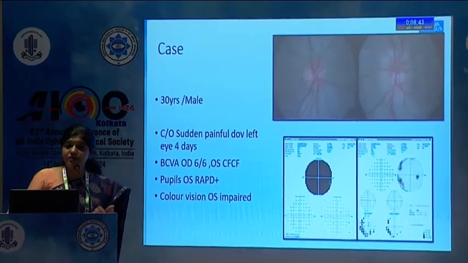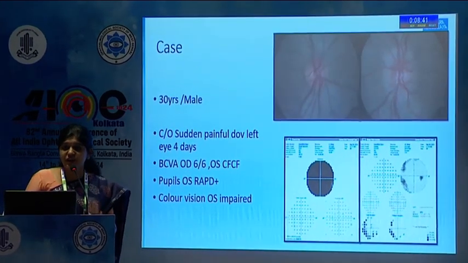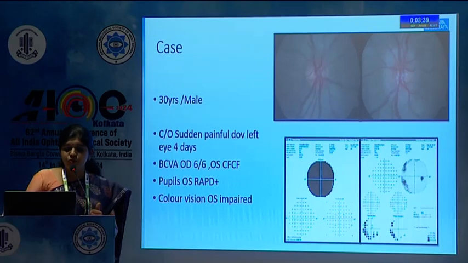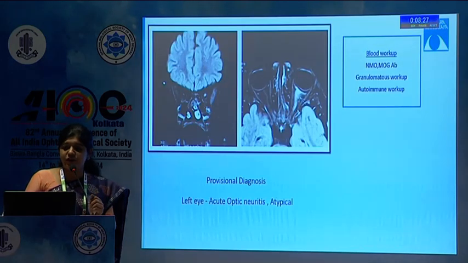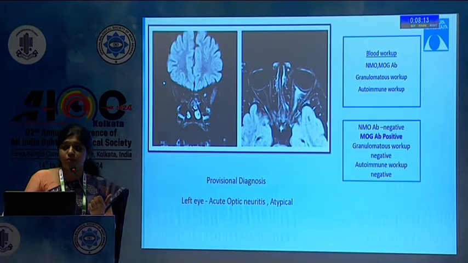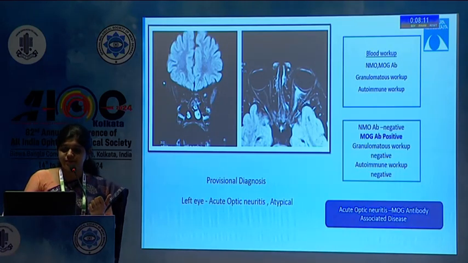So do we investigate? Yes, I would prefer to investigate. Why? You see here, the patient is a male and he had a profound loss of vision in the left eye. There is a disc edema. So I would put this as an atypical category. It was an acute optic neuritis, but atypical. An MRI was done which showed optic nerve enhancement with a perineural enhancement too, and signal in the nerve was seen. And we did all the blood workup, NMO, MOG, granulomatous workup, autoimmune workup, and he turned out to be MOG positive. It was a MOGAD disease.